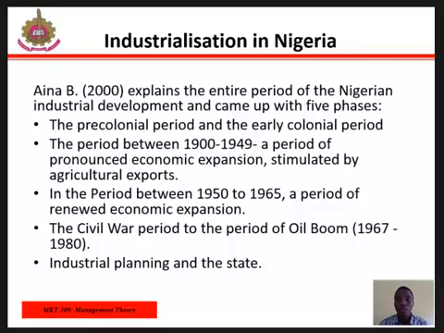While the last phase of industrialization in Nigeria is the industrial planning and the state. At this phase, many factors geared the movement from subsistence to cash crops, and commercialization of agricultural products.